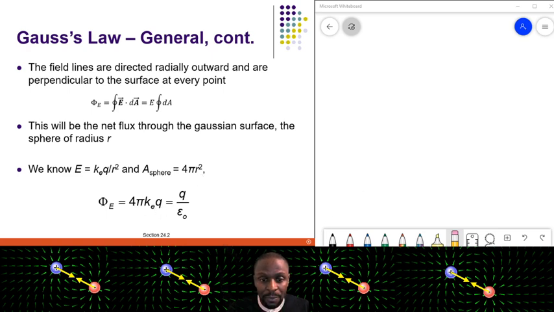Now, from chapter 23, we know that k_e is given as 1 over 4 pi epsilon naught. If you plug that value of k_e in here, this is what you are going to have. That means the electric flux doesn't depend on the radius. It only depends on the magnitude of the charge. That's what the equation is telling us. But remember, this is the flux, which means this must be equal to that.